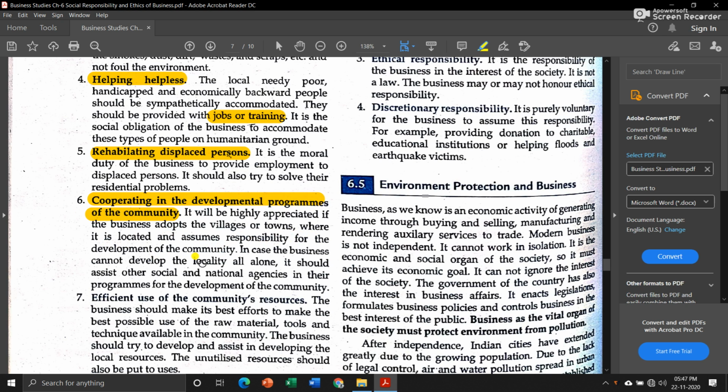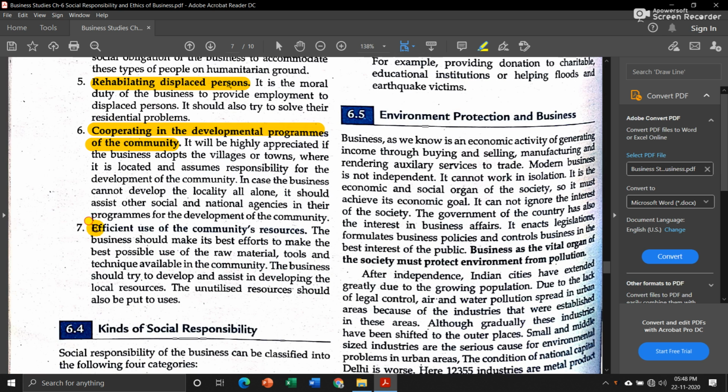In case the business cannot develop the locality all alone, it should assist other social and national agencies in their programs for the development of the community. Suppose if a business is not able to directly help those people, then they should help other social or other agencies in doing that. Then the last one is efficient use of the community's resources.